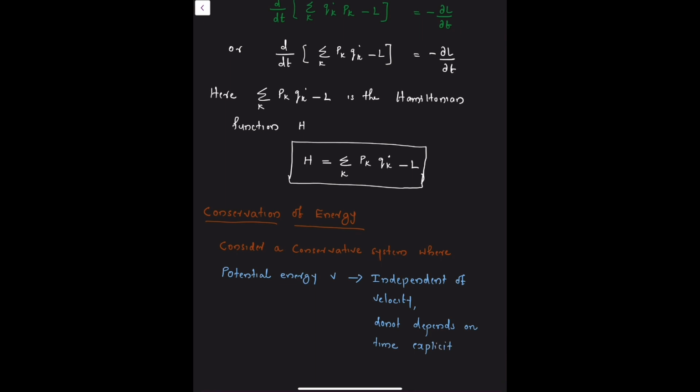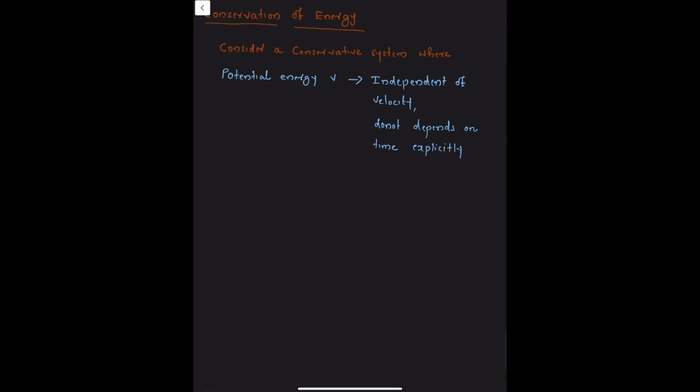Now, in this scenario, let us write the Hamiltonian function. H is equal to sum over k pk qk dot minus L. What is pk? Pk is the generalized momentum. We have already proved that it is ∂L/∂qk dot. Now, can we write it as ∂/∂qk dot of T minus V? Because L is equal to kinetic energy minus potential energy. So it is equal to ∂T/∂qk dot minus ∂V/∂qk dot.